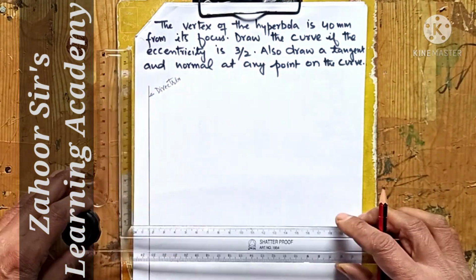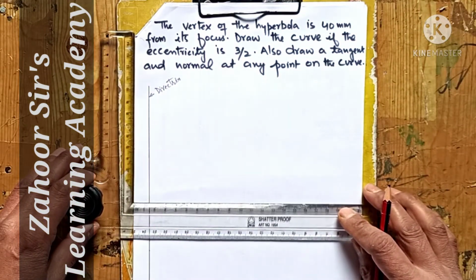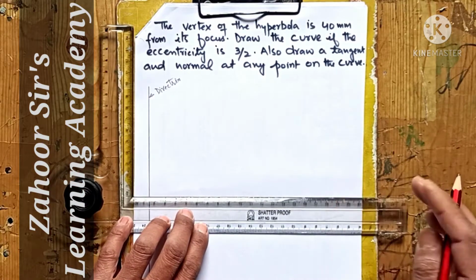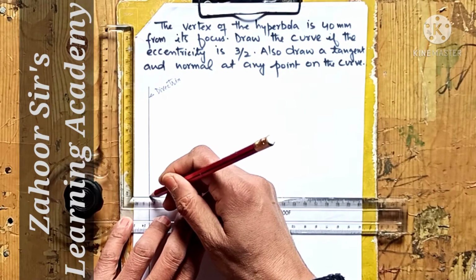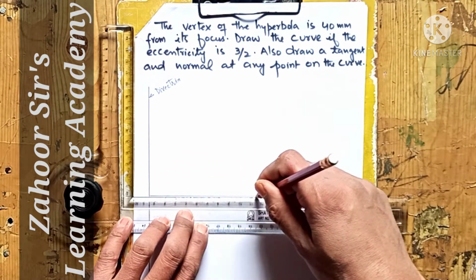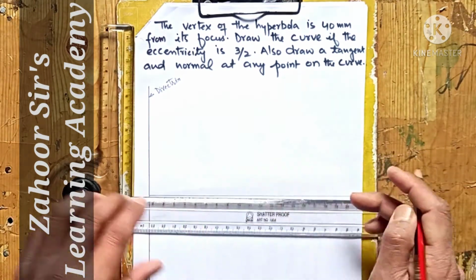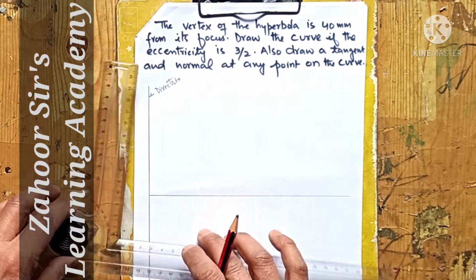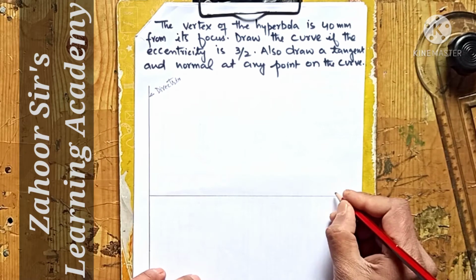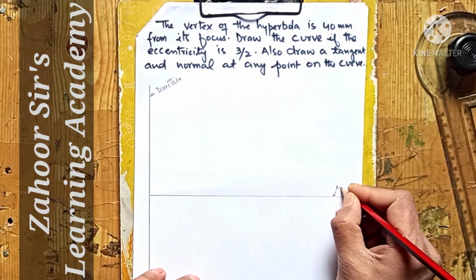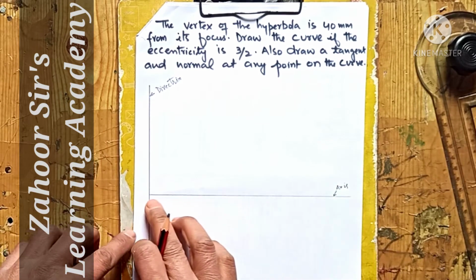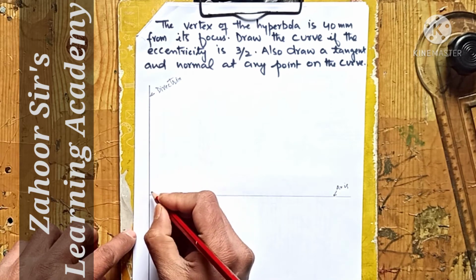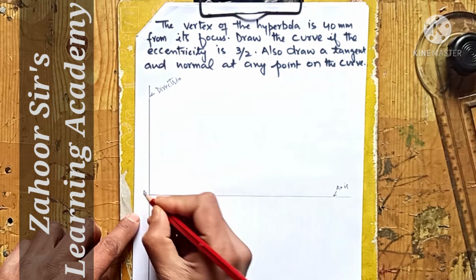Then on the Directrix, we need to draw a perpendicular line. That perpendicular line should pass through the focus. That line is called the axis. So a line needs to be drawn that is perpendicular to the Directrix and passes through the focus. Let us assume that this axis line cuts the Directrix at A.